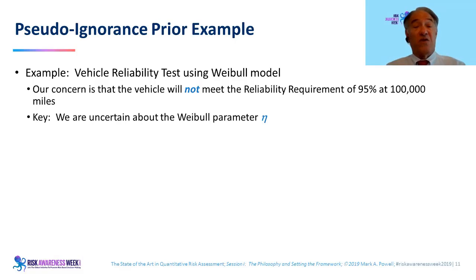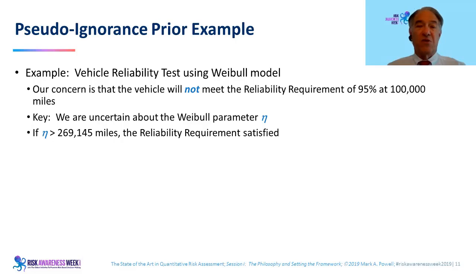The key is that we're really uncertain about the Weibull parameter eta. Eta is the scale parameter for the Weibull model. And we know that if eta is greater than 269,145 miles, our reliability requirement is satisfied. In other words, if eta is greater than 269,145 miles, we know that we have 95% reliability at 100,000 miles. But if we're uncertain about eta, we're uncertain about whether the reliability requirement is satisfied as well.